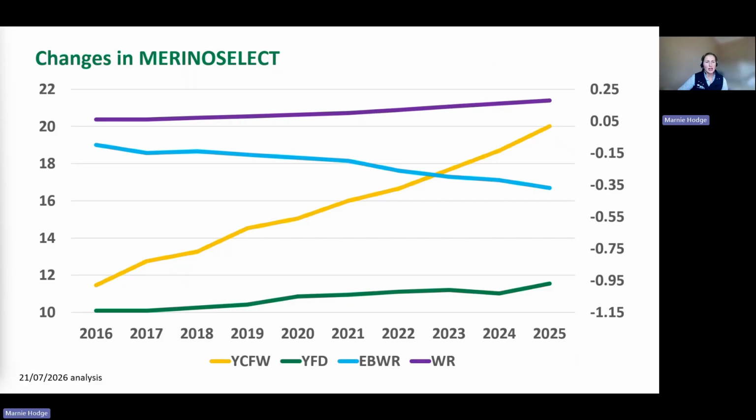So we have the yellow line here, which is yearling clean fleece weight, which has increased quite dramatically in the last 10 years. So for yearling clean fleece weight, for example, we've been able to improve that through genetic selection. This improvement's been made simultaneously whilst also holding fibre diameter. So we're improving yearling clean fleece weight and holding fibre diameter, which are antagonistic traits.